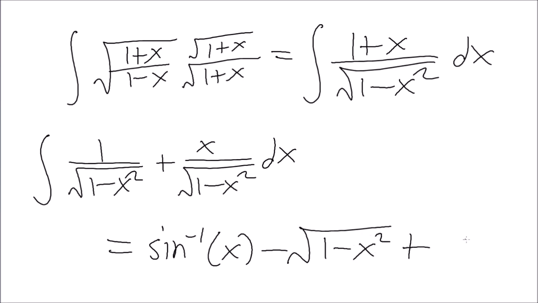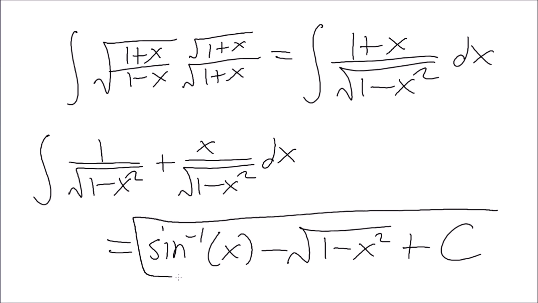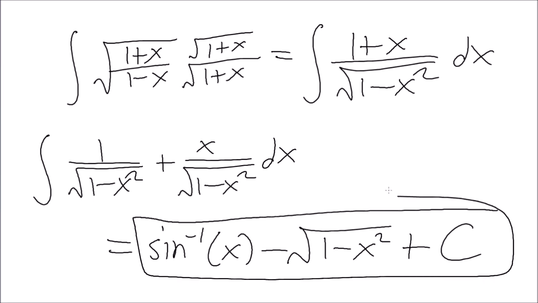Just by using u substitution, right? You let u equal 1 minus x squared. This becomes our answer, and we're done. Right? That simple conjugation really helped us.